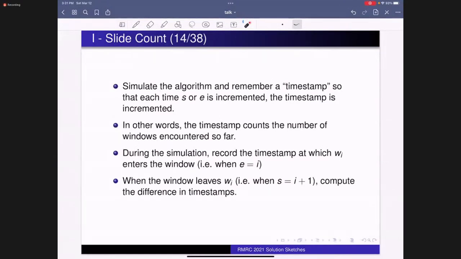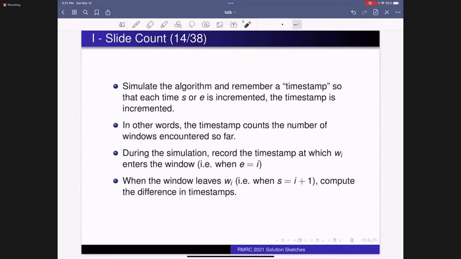Slide counts. So just simulate the algorithm. Actually, I should comment here. Slide count is one that we thought we would see a solution to earlier in the contest, but we were happy to see it eventually smooth out partway through the contest. More and more people solved it. It's actually not supposed to be a challenging problem.